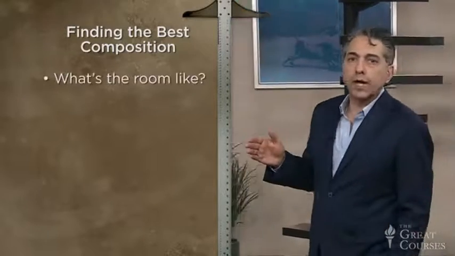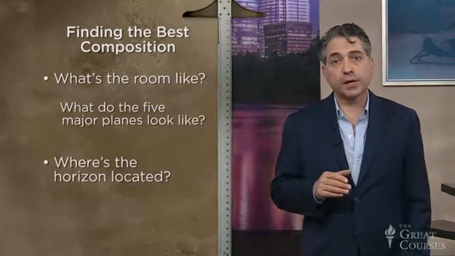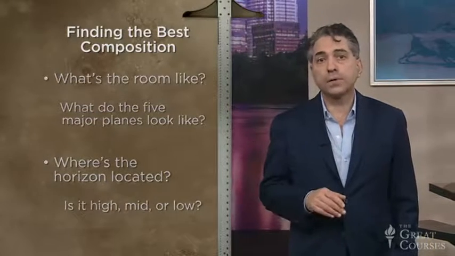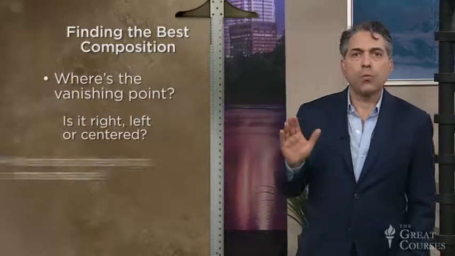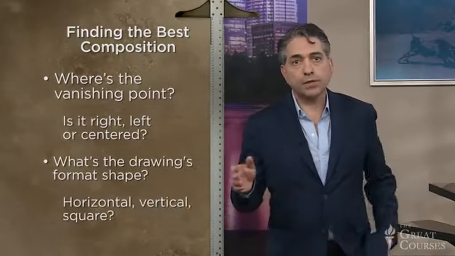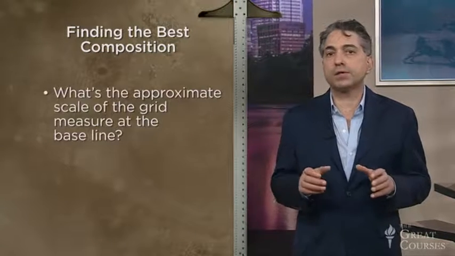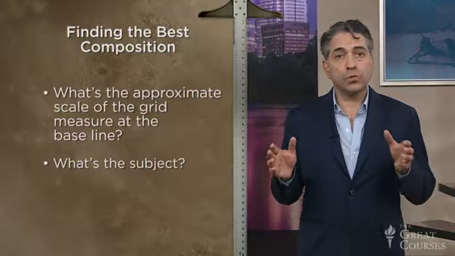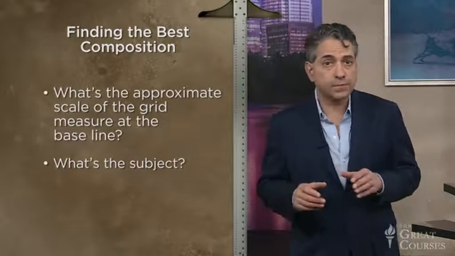best composition. In these small drawings, you don't need much detail, but you want to answer several key questions. What's the room like? What do the 5 major planes look like? Where's the horizon located? Is it high, mid, low? Where's that vanishing point? Is it right, left, or in the center? What's the drawing's format shape? Is it horizontal? Is it vertical? Is it square? What's the approximate scale of the grid measure at the baseline? And of course, you want to determine the subject of your drawing. All the other considerations should relate to this.